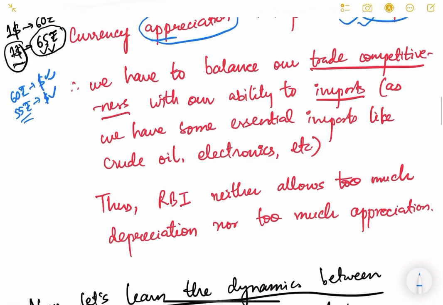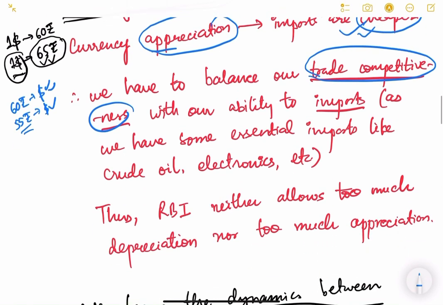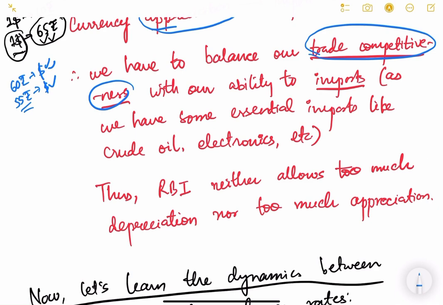Now RBI, or we as a country, have to balance our trade competitiveness. Both are our goals. We have to keep our exports competitive in the international markets. At the same time, we have to also ensure that we are able to buy our imports at a cheaper price. So RBI has to balance trade competitiveness with our ability to import.